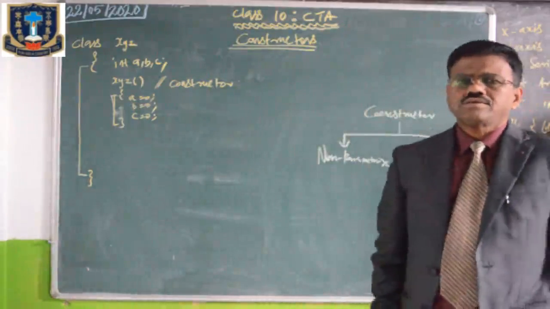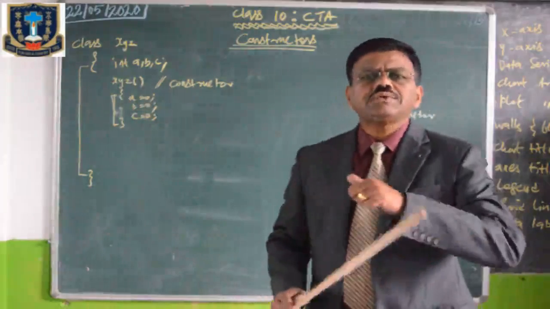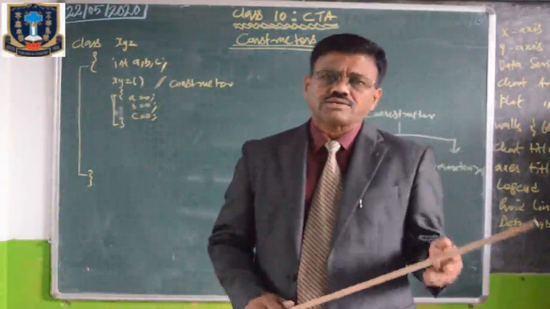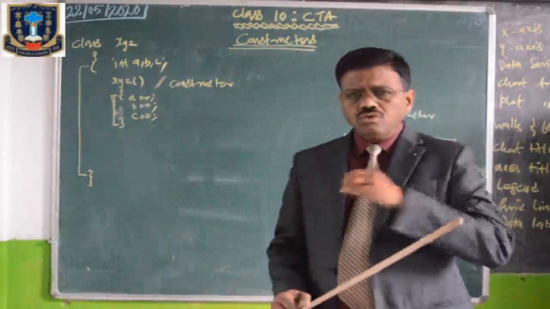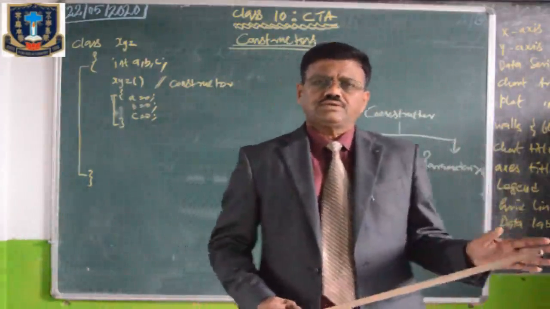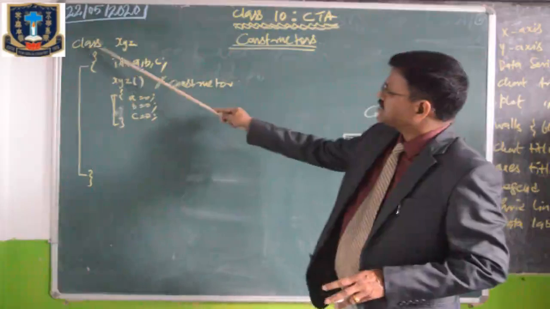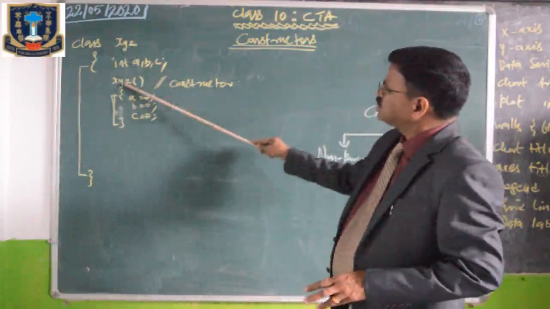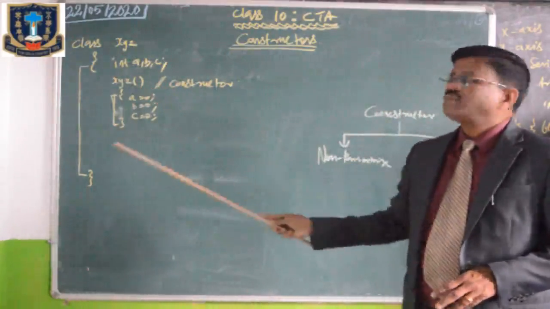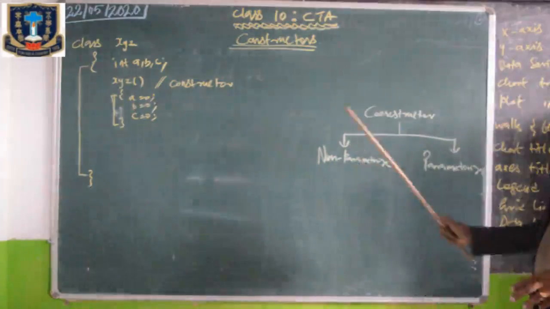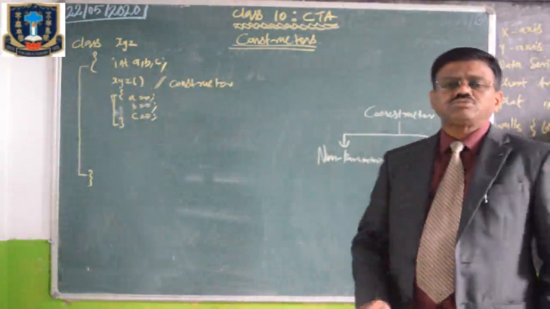The most important thing here is that the constructor should not be private, public, or protected. It will not return anything. No public, no private, no protected. Not even void. Simply write the class name, whatever it may be, followed by open and close parenthesis if it is a non-parameterized constructor. If it is a parameterized constructor, I will write an example, and you will come to know.